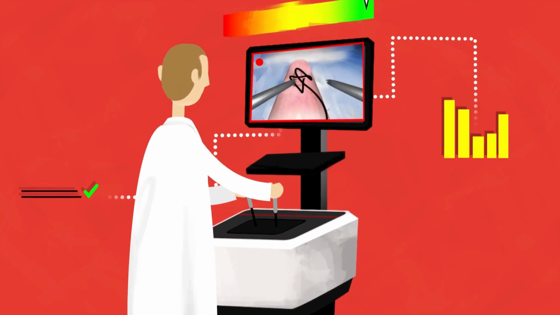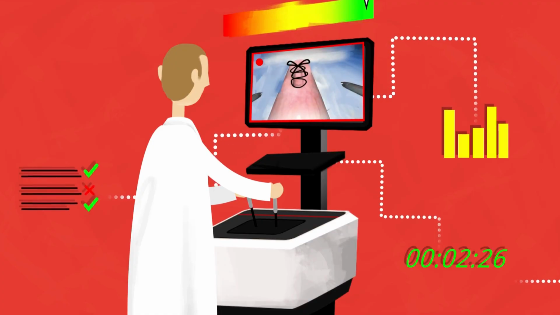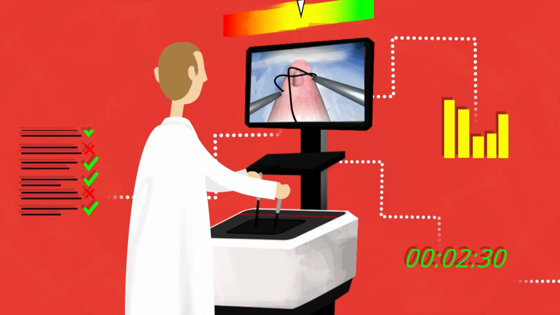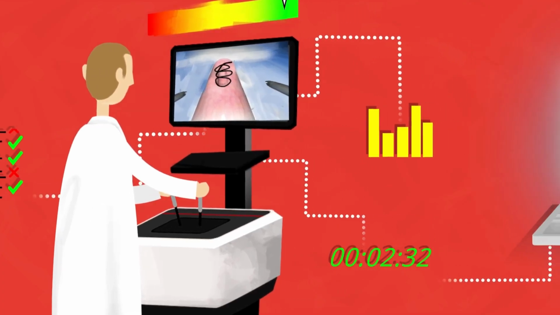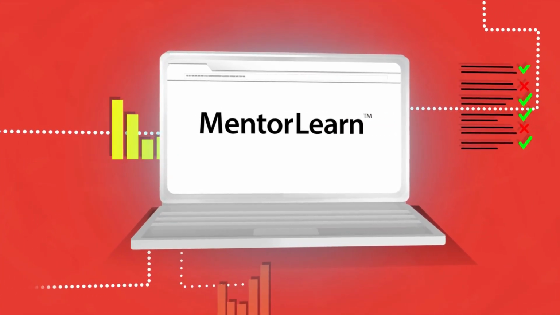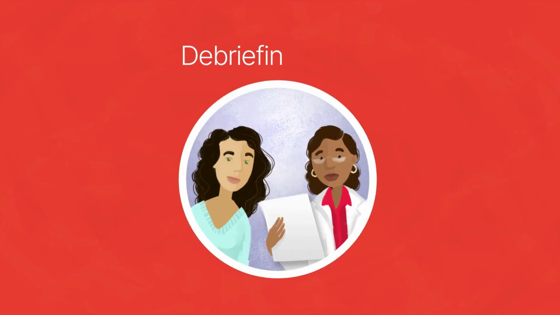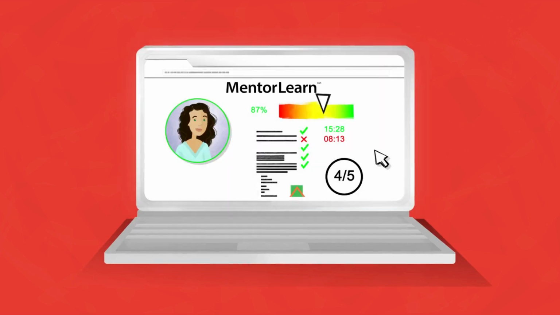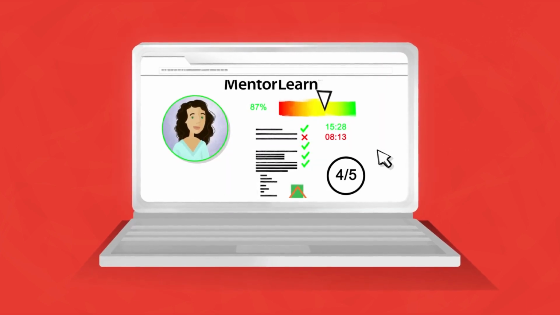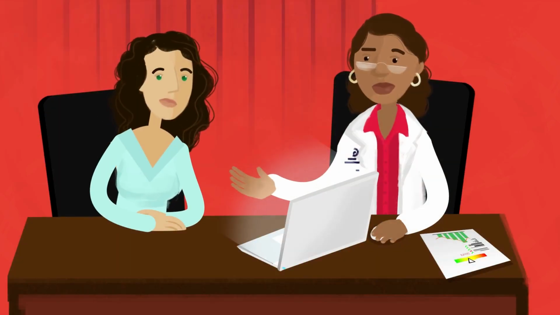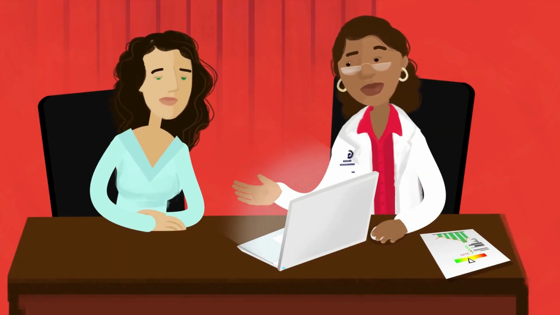Performance metrics and simulation videos are recorded. With an online system, performance data from all simulation training is saved to one database, a single access point to all the data from the simulator training. By looking at the performance reports, Tammy can see at a glance how her residents are doing. She schedules a debriefing session to review their progress.